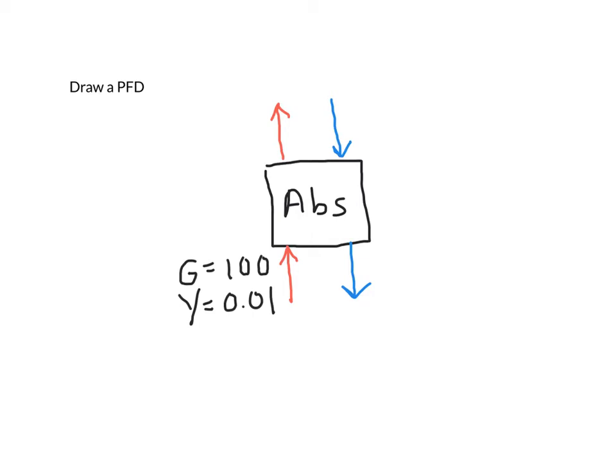We will contact that with water, and I don't know the flow rate of water, so I'll just write L. The composition I'm going to assume is 0, so I'll write X equals 0. And the process specification is that 90% of the methanol is removed from the gas stream. So I'll write PS is equal to 90%.